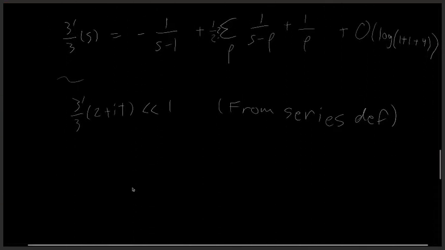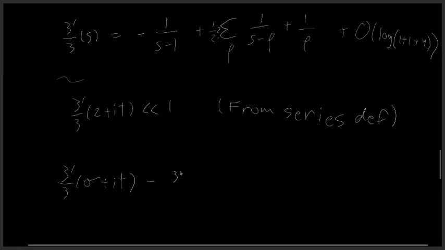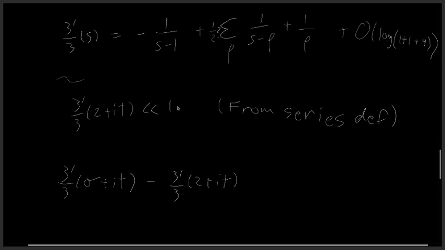Okay, so because of this observation, we can take the difference between zeta prime over zeta at s, at sigma plus it, and zeta prime over zeta at 2 plus it. And then this term is O of 1, so it's going to fit into our error term.